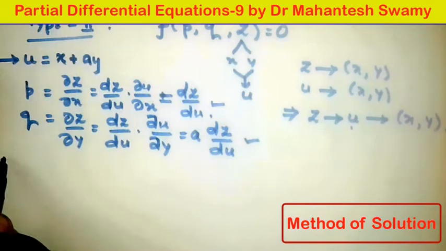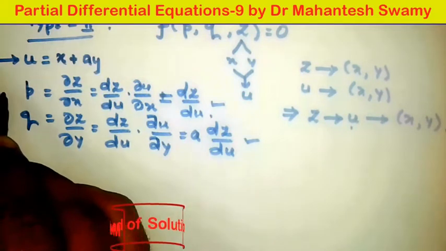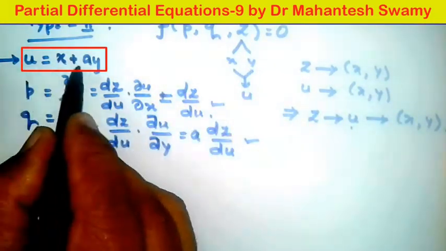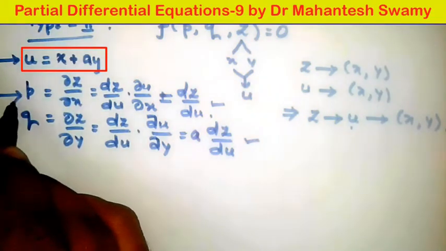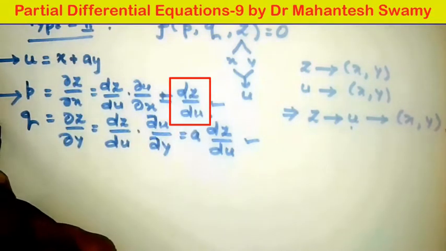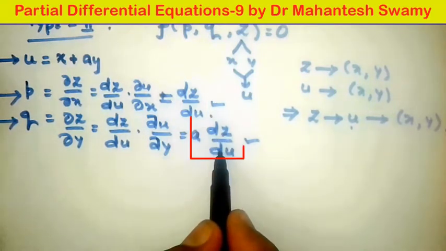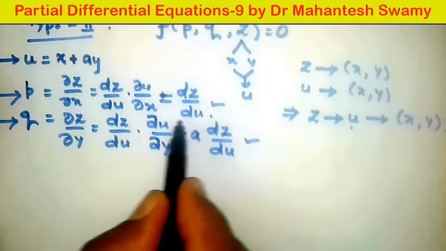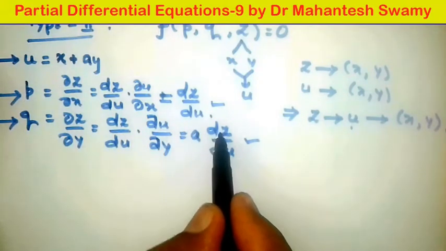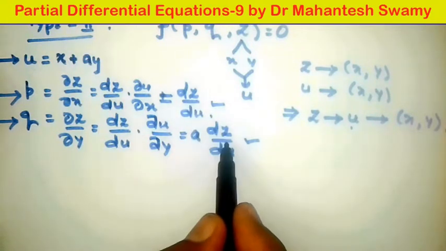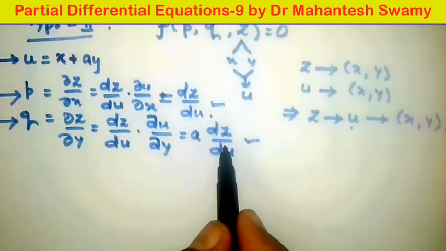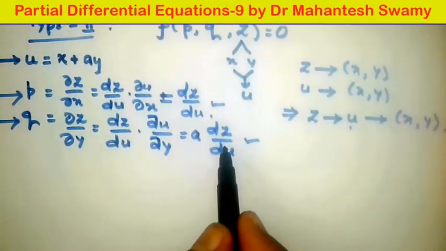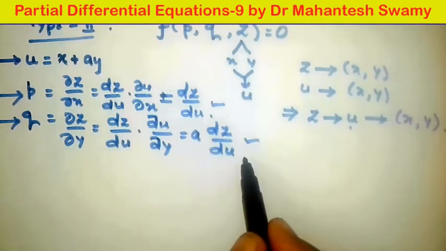Here one important note we have to consider, and what is that note? In the given PDE, take this substitution and replace p by dz by du and q by a into dz by du. There is no need to do this work every time. We can directly write p is equal to dz by du, q is equal to a into dz by du. With this substitution, we can convert our PDE into an ODE, and thereby we can solve it very easily. So this is all about the procedure. Now let us consider the first example on type number 2 PDEs.